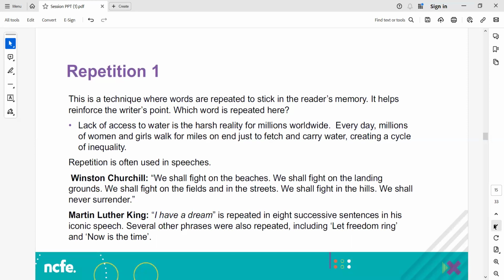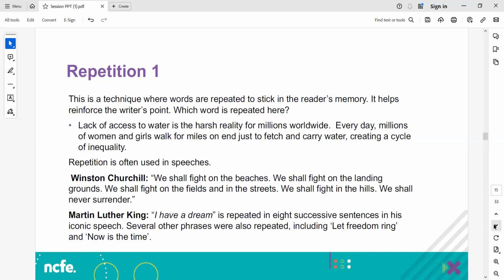Repetition is also often used in speeches, and we've got some examples of a couple of famous political speeches here. The first is by Winston Churchill: "We shall fight on the beaches, we shall fight on the landing grounds, we shall fight on the fields and in the streets, we shall fight in the hills, we shall never surrender." So what's the repetition there? Good. It's talking about the army fighting in the war.